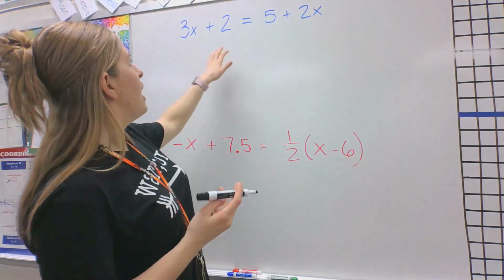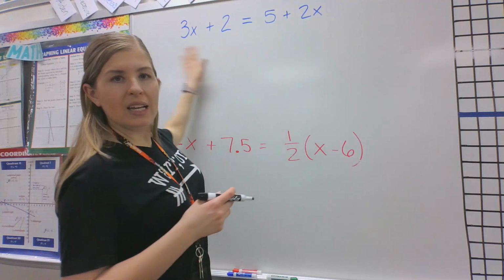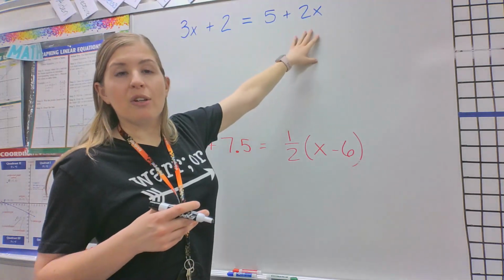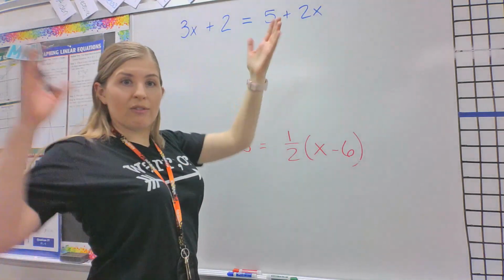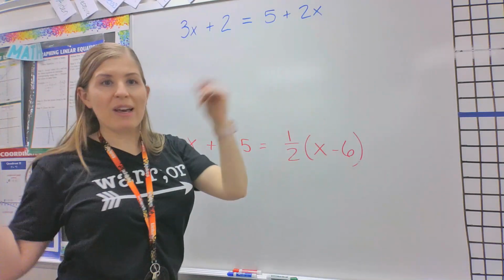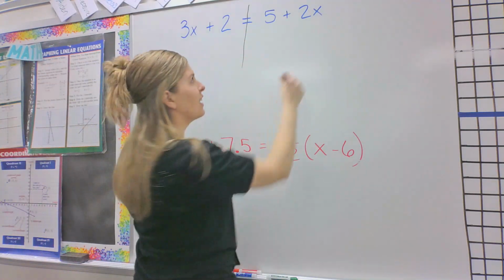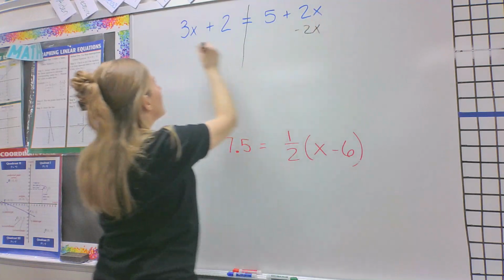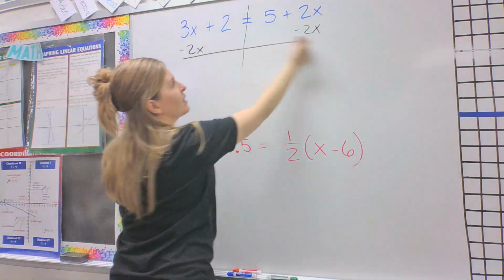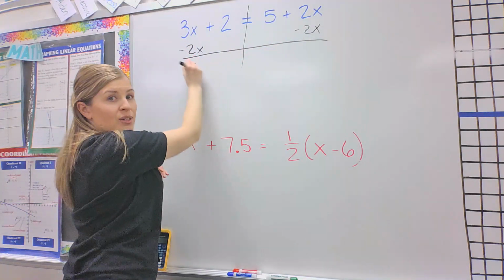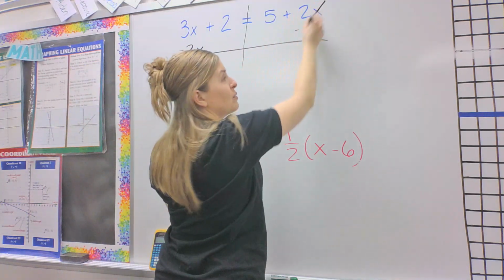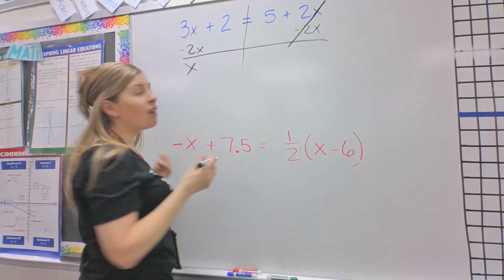So for instance, here we have 2x and a 3x, they're both positive. So I could subtract 2x from both sides, because whatever you do to one side, you have to do to the other, to keep things in balance, to try and combine all the x's together. So if I subtract 2x, 3x minus 2x gives me x, and 2x minus 2x just cancels itself out.